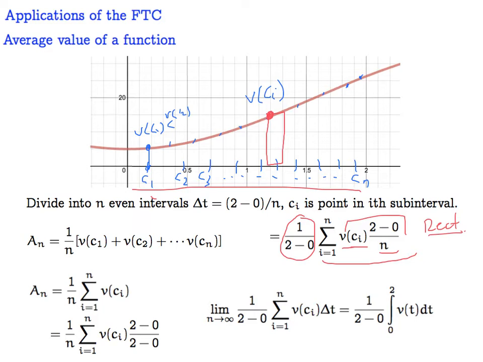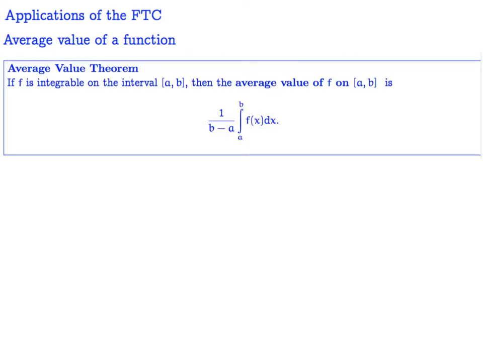So this is so important, we're going to call this the average value theorem. The average value theorem says that if you start with a function that's integrable on the interval a to b, then you can compute the average value by computing this quantity right here. You compute the integral first, and then you multiply it by 1 over the length of the interval. So let's go ahead and do a couple examples.